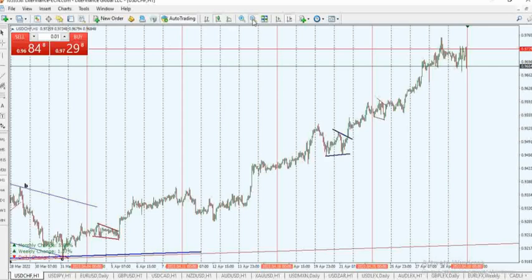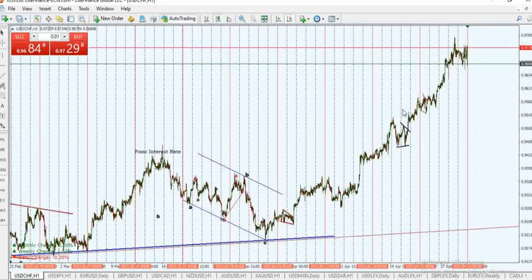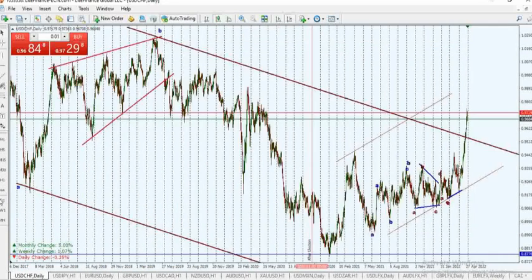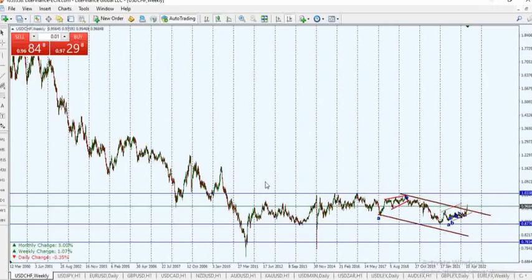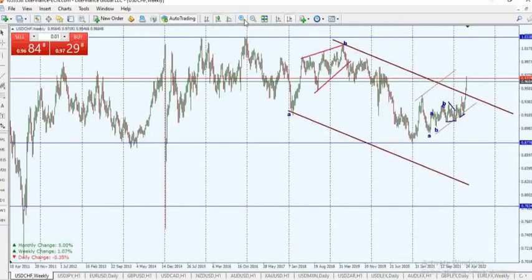Looking at this one here, I do not have any reason to take a trade because we are still seeing price gyrate. It's still moving up, with everything going up.